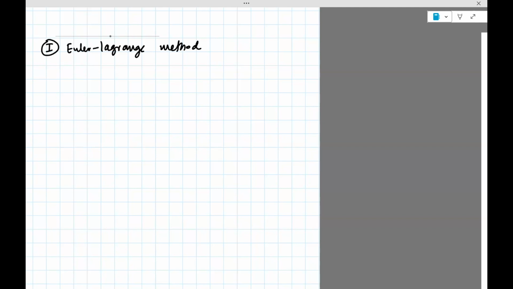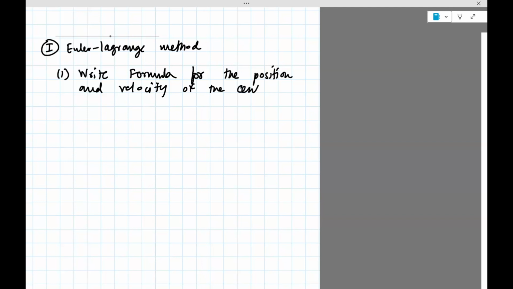Okay, so the steps for this method, just to streamline this, is: write expressions or formulas for the position and velocity of the center of mass with respect to the world frame.